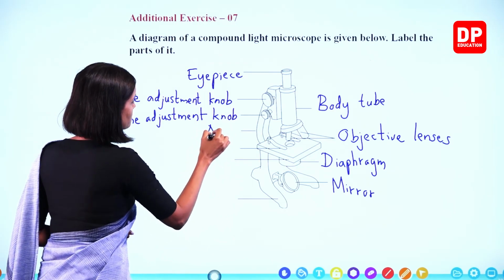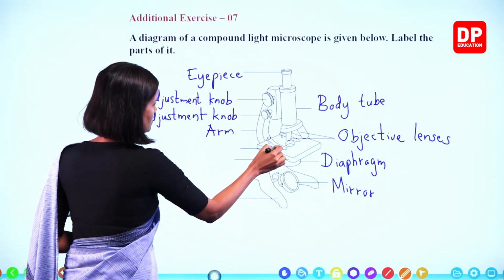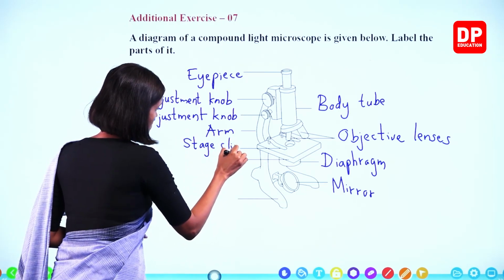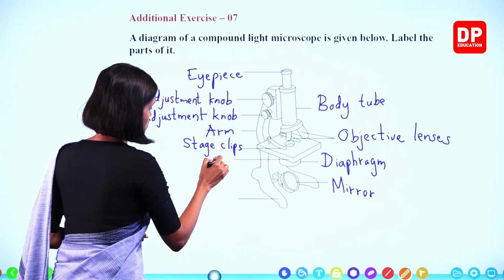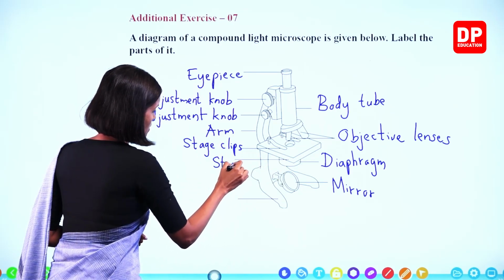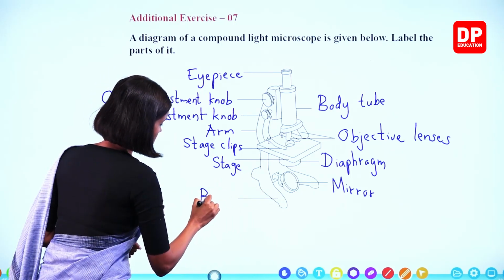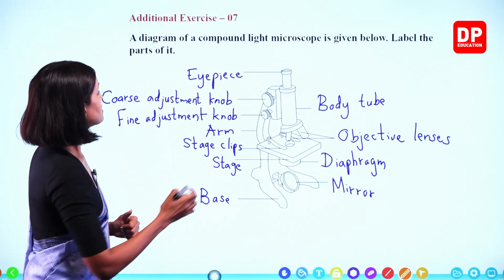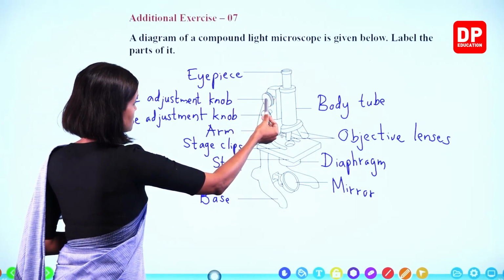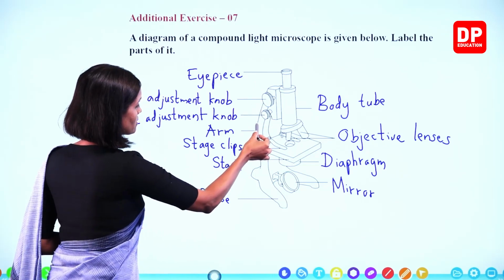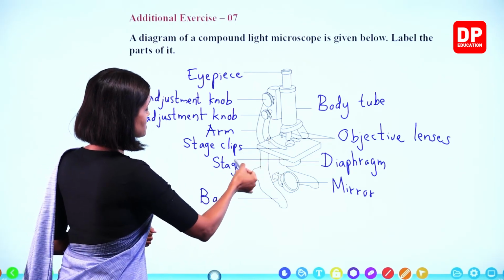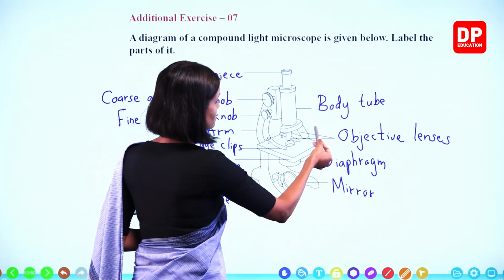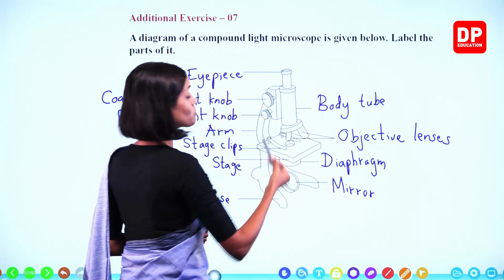This is the arm, stage clips, this is the stage, and the base. Right, children? Eyepiece, coarse adjustment knob and the fine adjustment knob. This is the arm, stage clips, stage, base, mirror, diaphragm, objective lenses and the body tube.